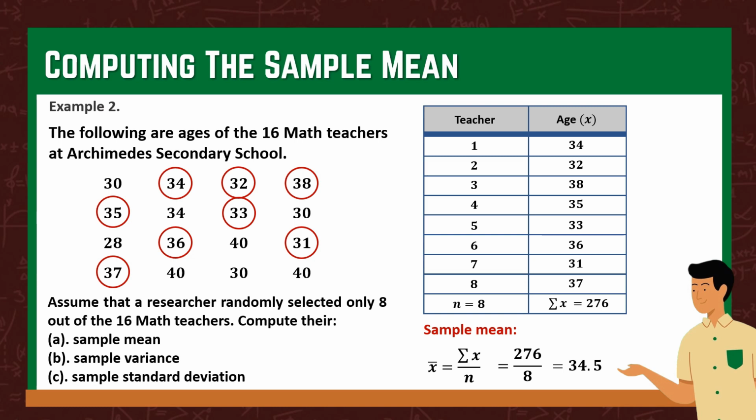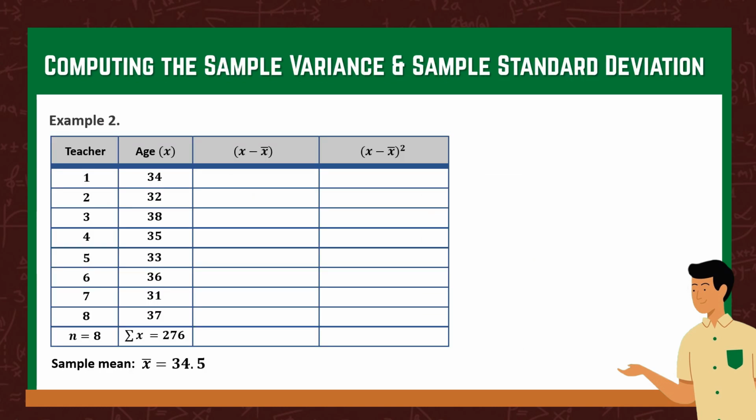So this mean is no longer the population mean because the data used is no longer consisting of the entire population. This time we're going to compute the sample variance and sample standard deviation. This process is similar with computing the population variance and computing the population standard deviation.